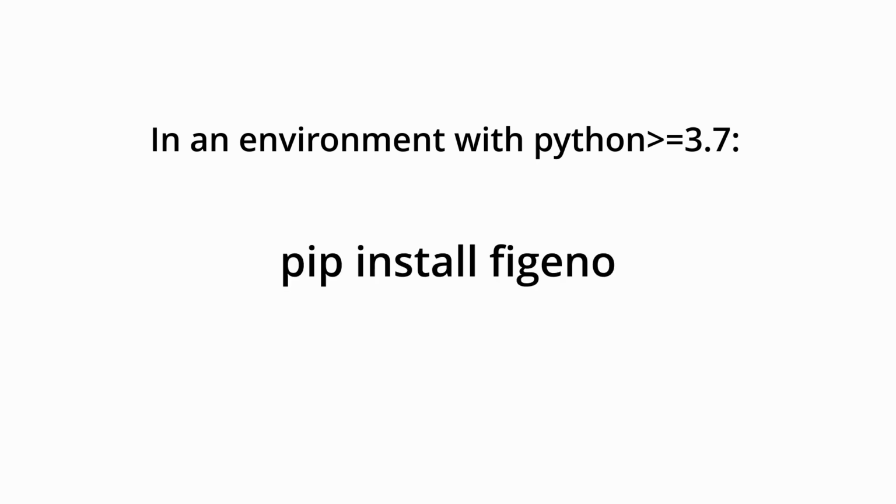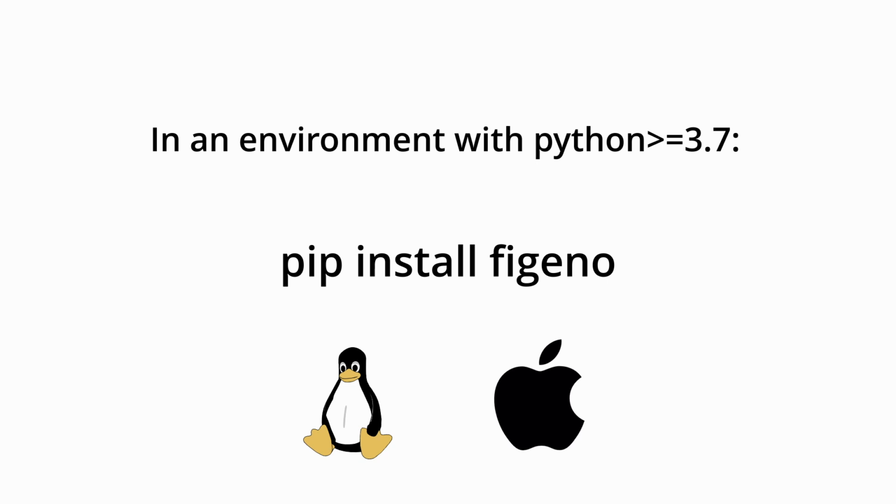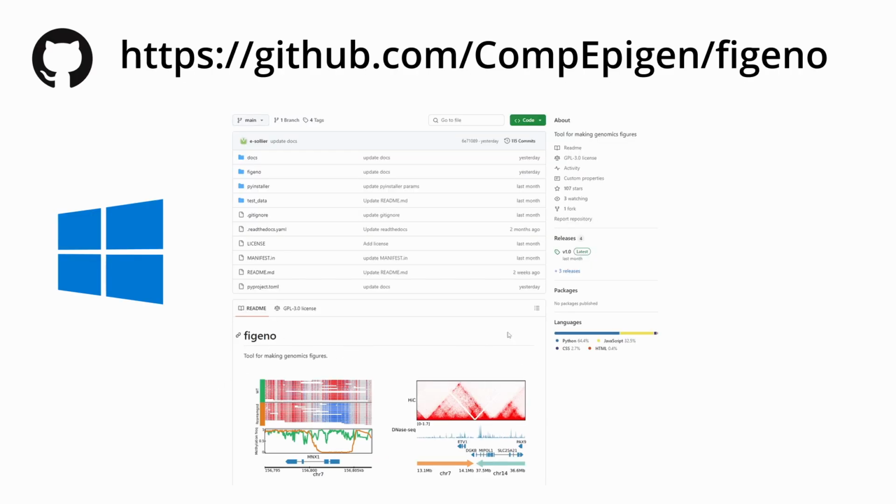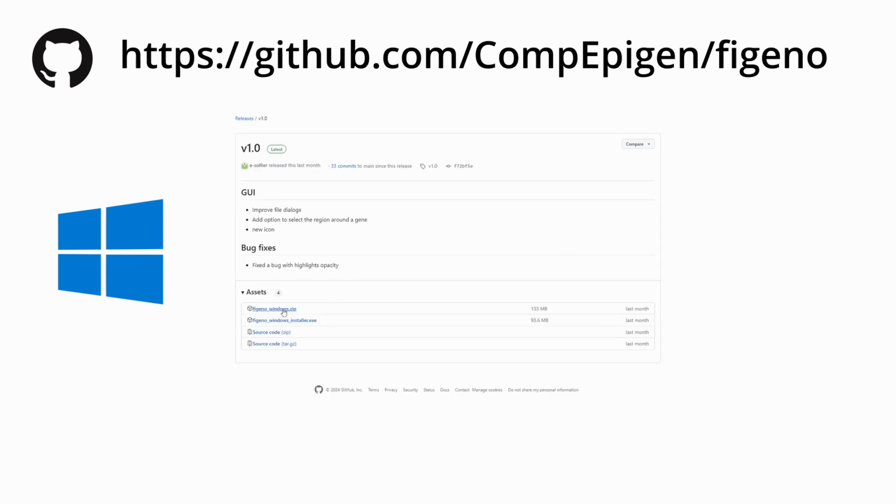This should work well on Linux and Mac, but Figeno has some dependencies which do not officially support Windows. To make it easier for Windows users, we directly provide Windows binaries for Figeno. If you head over to the Figeno GitHub repository and navigate to the release page, you can find the download link for the Figeno binaries either as a zip file or as an installer.